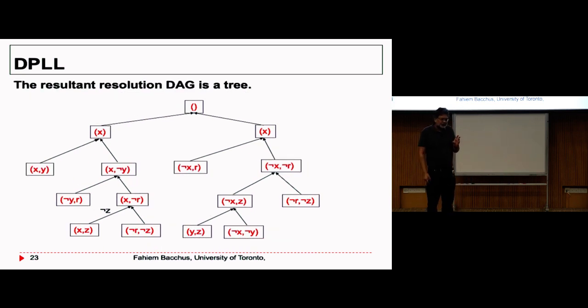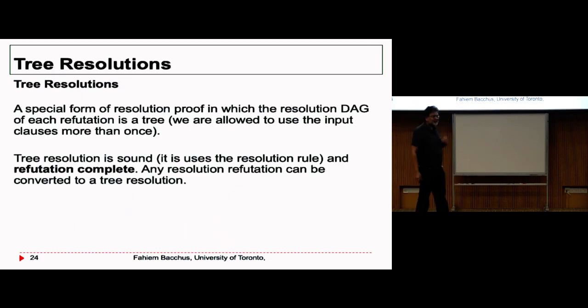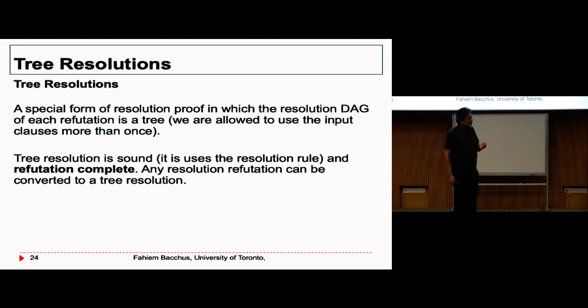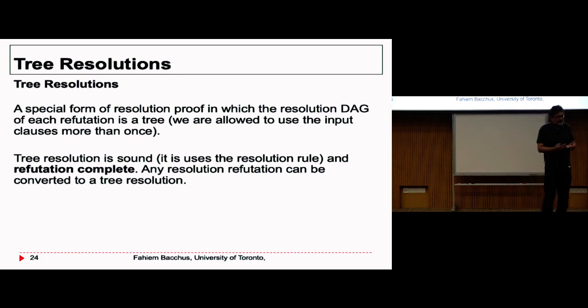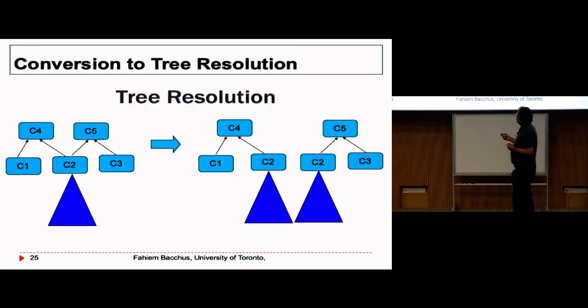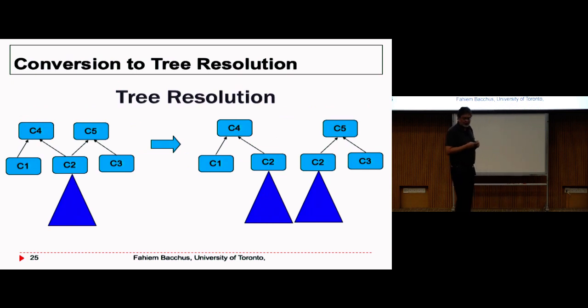Now this resolution, if you're looking at it as a DAG, has this special form. Like I said, it's a tree. Okay? And so that's bad news, because tree resolution is a special form of resolution. It also is sound. It's complete. In other words, every unsatisfiable formula has a tree resolution as well as a general resolution. Okay, so it's refutation complete. But unfortunately, it can be big, much bigger than a general resolution.